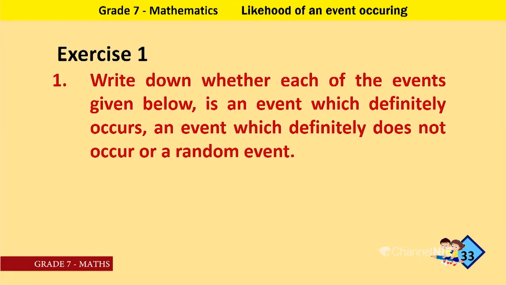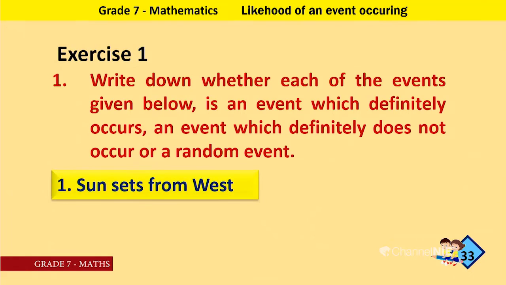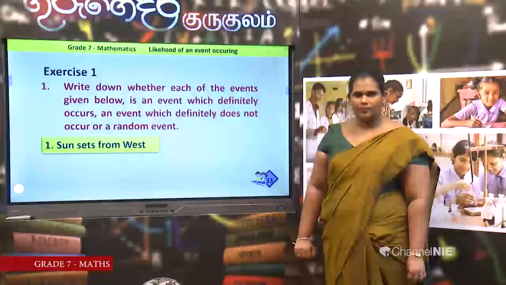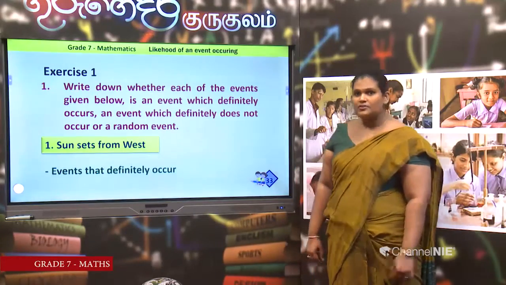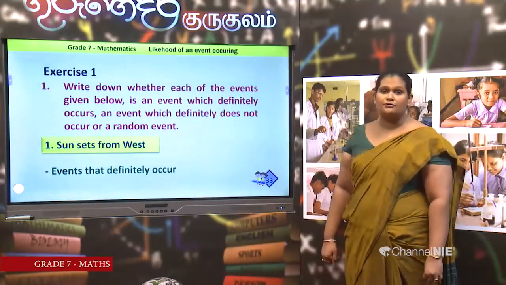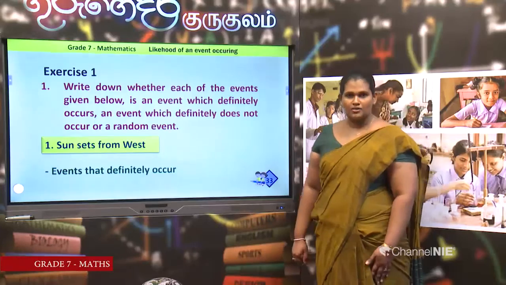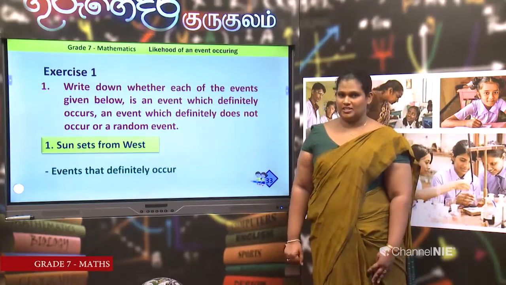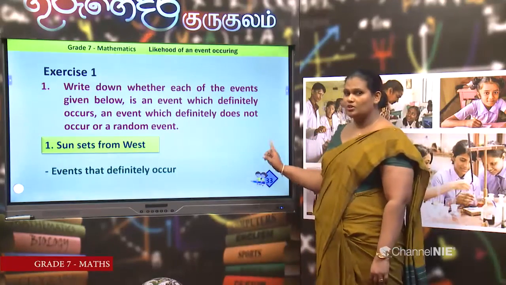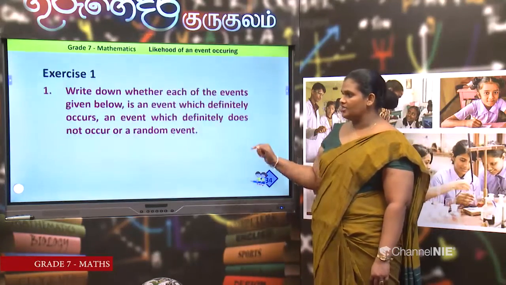So, under the exercise, we will go for the first event. First one is sun sets from west. What do you say? To which category does it belong? Yes, you were correct. That is an event that would definitely occur. The sun would definitely set from the west. Okay, we will move on to the next event under the exercise.